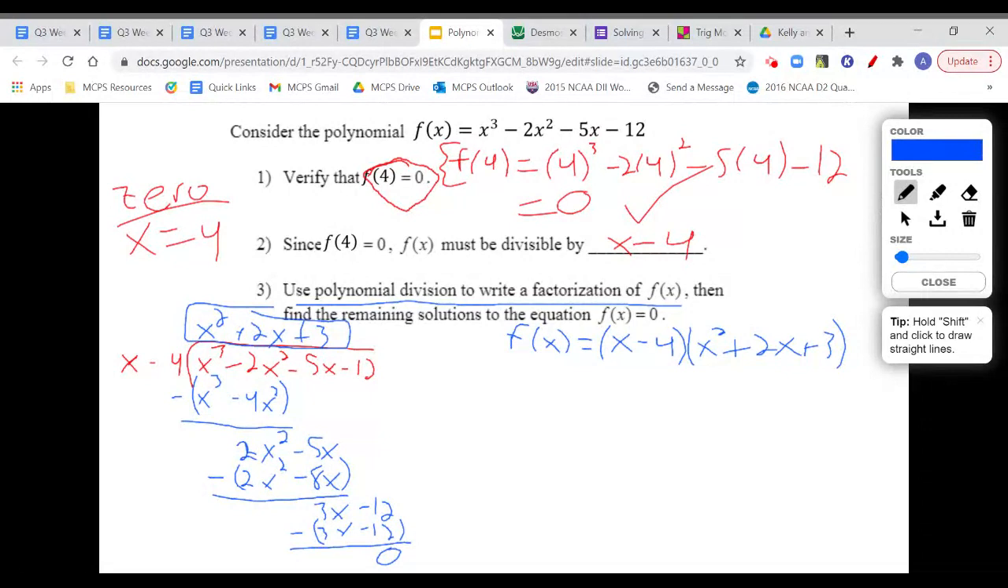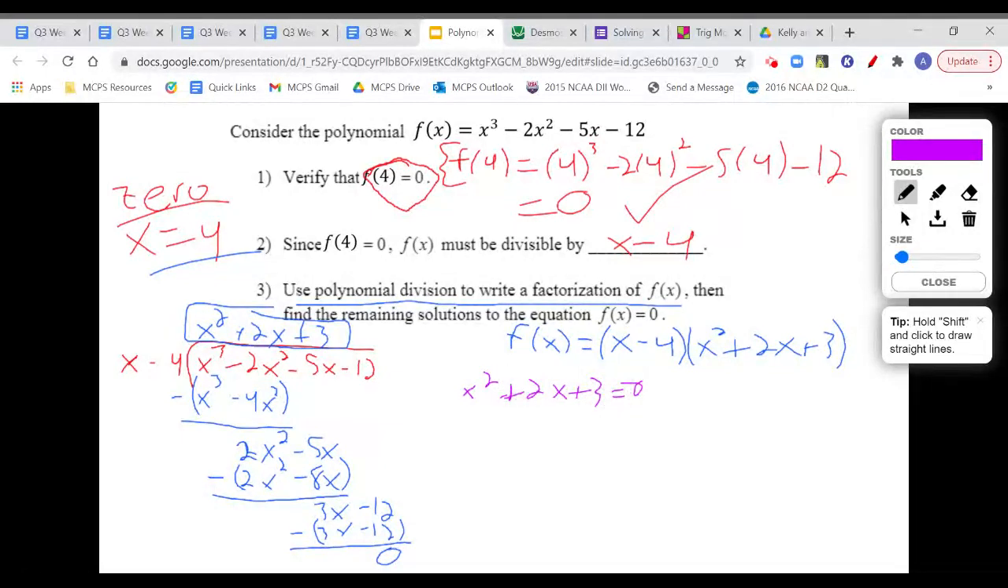From there, I'm asked to find the remaining solutions to the equation f of x. So I already found the solution from x minus 4, right? I found that x equals 4 is a solution there. So I don't need to worry about that factor, but I'm going to find the solutions to this other factor. So what numbers would make x squared plus 2x plus 3 equal to 0?